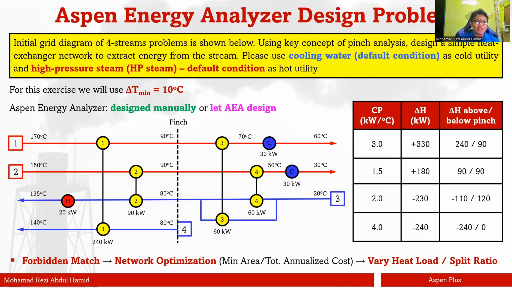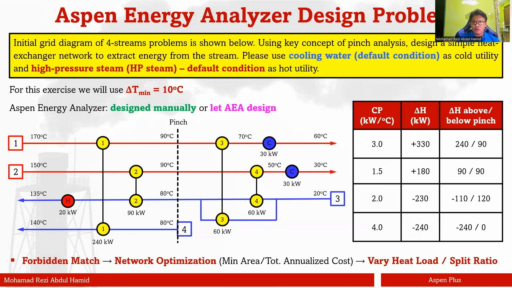And we're still gonna use our cooling water default condition provided by the software as our cold utility, and we're going to use high pressure steam, HP steam, default condition provided by the software as our hot utility. And of course, we're going to use delta T minimum, as you can see here, of 10 degrees Celsius. But if you decide you want to use a different delta T minimum, different hot utility and different cold utility, as long as they are working fine, then by all means proceed.